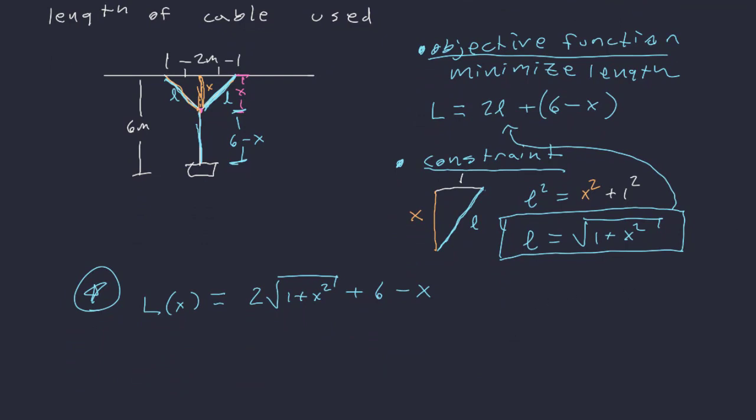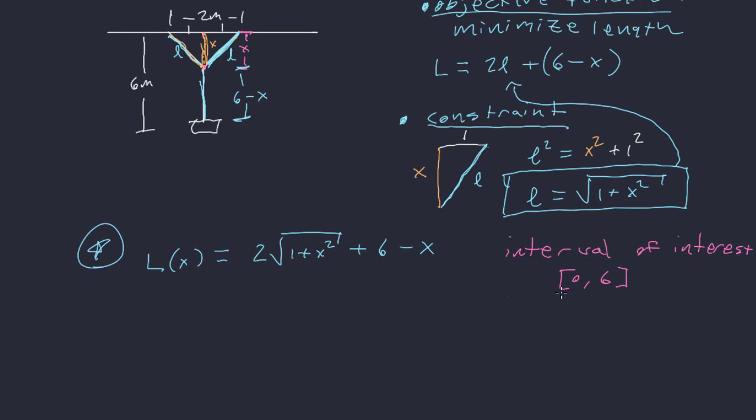The interval of interest in this case is going to be 0 to 6, right, because x could be 0 or it could be 6 depending on how we decide to set this up. I speculate though we're going to be somewhere in between instead. Okay, so it's time for calculus.